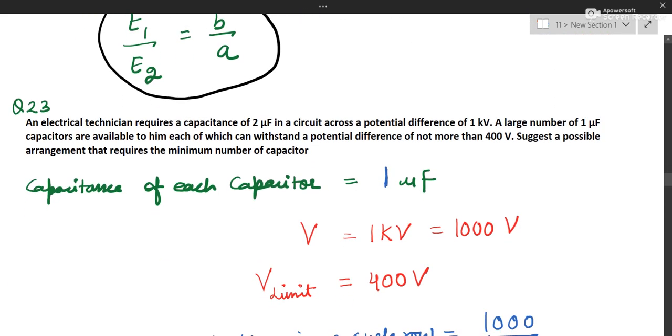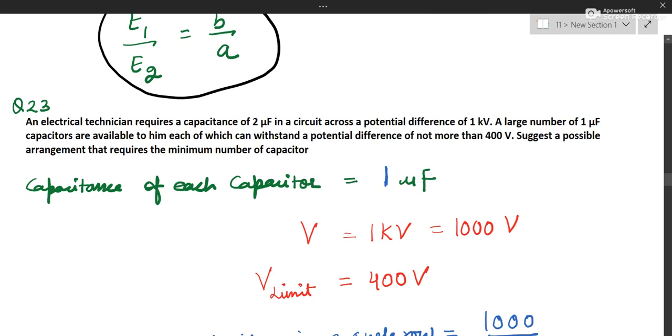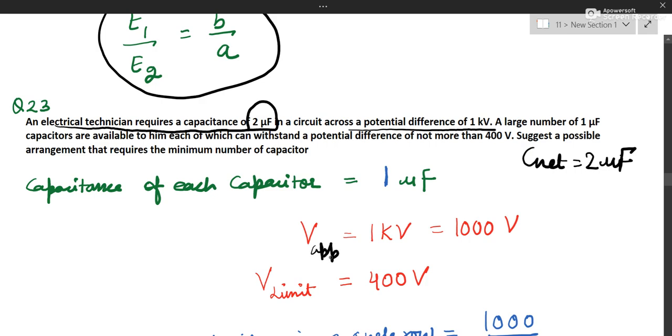Now question number 23. An electrical technician requires a capacitance of 2 microfarad. Total capacitance required is 2 microfarad. He requires this net capacitance across a potential difference of 1 kilovolt. So voltage applied is how much? 1 kilovolt. Kilo can be opened as 1000, so it is 1000 volt.